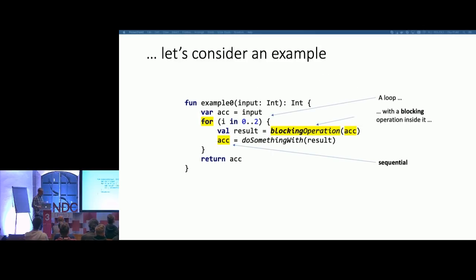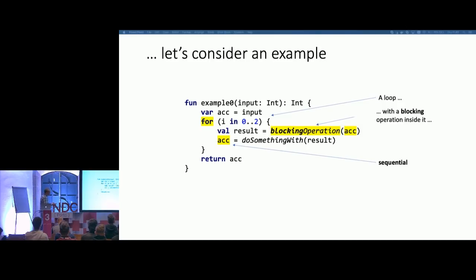Let's take an example. So I have a simple for that does 3 iterations. It has an accumulator, which is an integer, calls a blocking operation, passing the accumulator, receives a result, does something with the result, and assigns it to the accumulator. So I have a loop, a blocking operation inside it, and I have a sequential flow. So there is a dependency between iterations of the loop, something that is typical to happen.